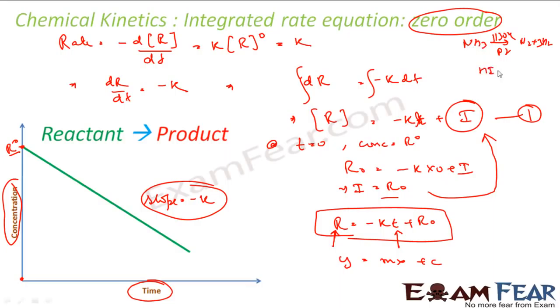Or for example, HI in the presence of gold will break into H2 and iodine. This is also zero order, but there are very few zero order reactions in the real world. So this is the reaction we got.